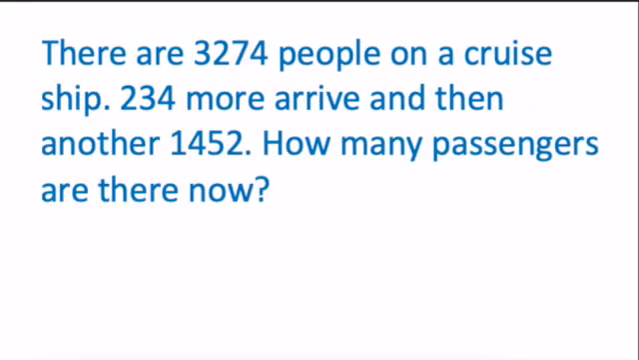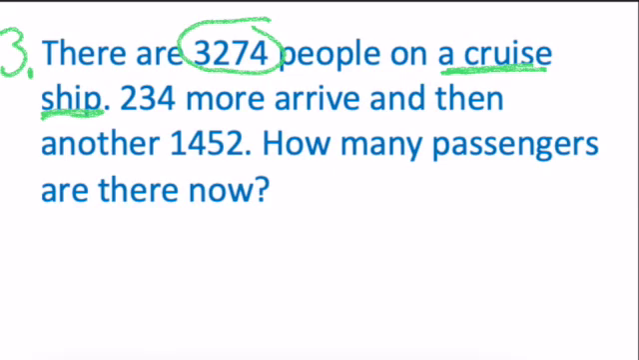Right, this is question 3. This looks like a 2-step one. I'm seeing at least 3 numbers there. There are 3,274 people on a cruise ship. A cruise ship is like a ship where you go on holiday, you stay on there like a hotel and it stops off at different places. So that ship has 3,274 people.